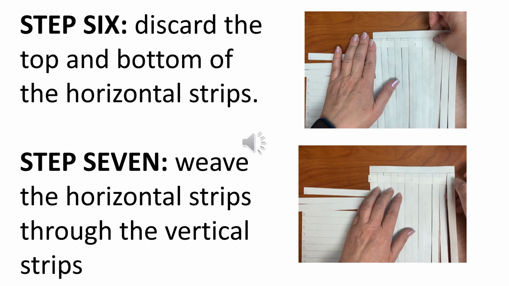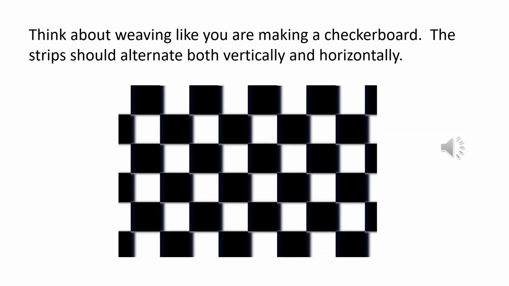Step 7 is to weave the horizontal strips through the vertical strips. If this is done right, each strip will go on an over-under pattern. If you started over on the odd numbers, on the even numbers, you should start under so that the process goes under, over. Think about weaving like you are making a checkerboard. The strips should alternate both vertically and horizontally.